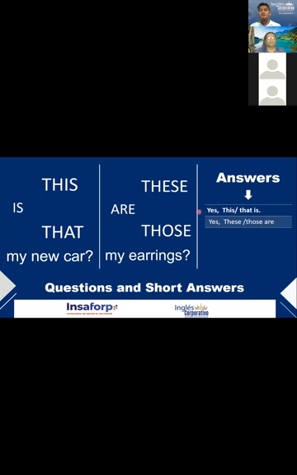So, how do we give a short answer to those questions? If your answer is going to be yes, if it is the singular, you can say, short answer, yes, this is, yes, that is. If your answer is with the plural, you can say, yes, these are, yes, those are. Okay, so those are the two examples of short answers, one using the singular and the other one using the plural.